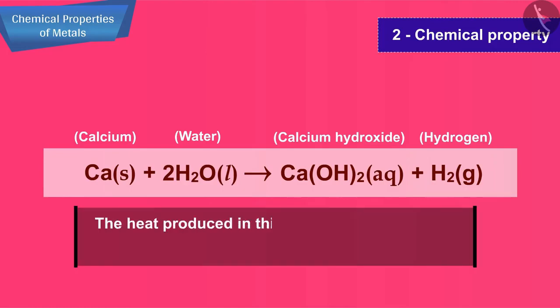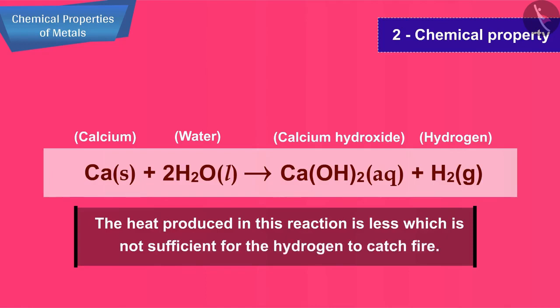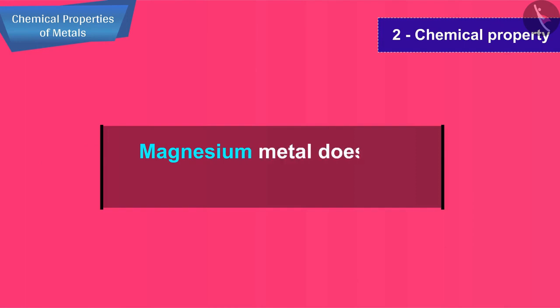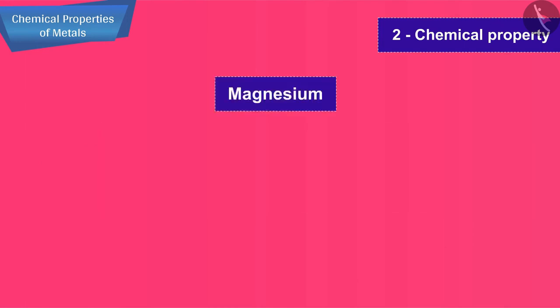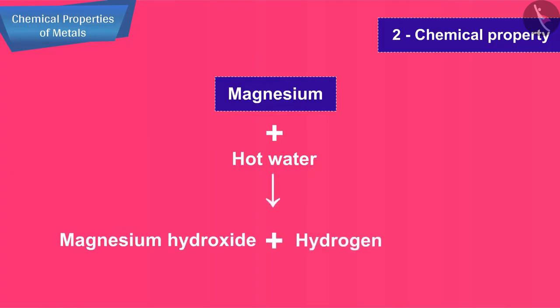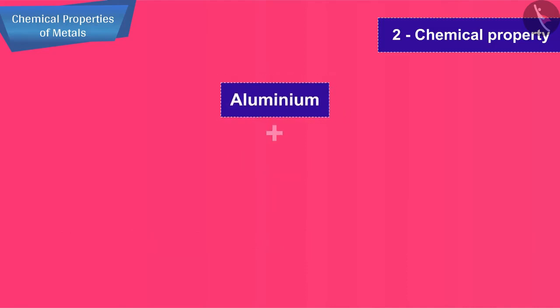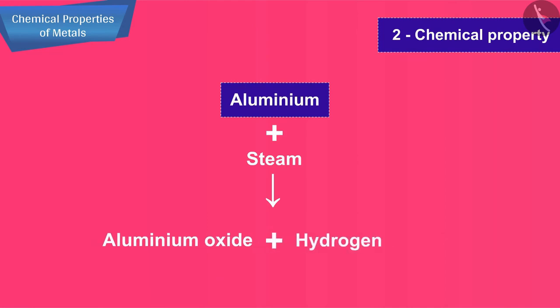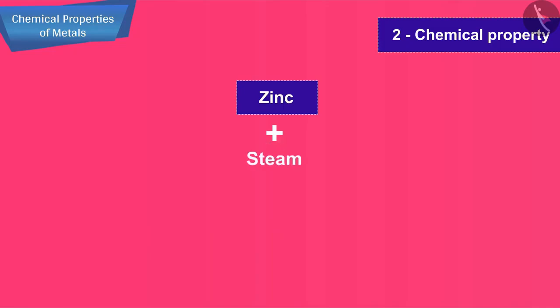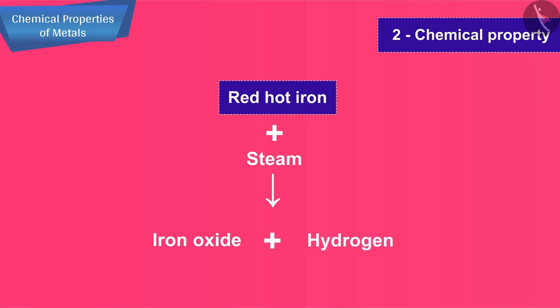The heat produced in this reaction is less, which is not sufficient for the hydrogen to catch fire. Magnesium metal does not react with cold water. It reacts with hot water to form magnesium hydroxide and hydrogen gas. Aluminium reacts with steam to form aluminium oxide and hydrogen gas. Zinc reacts with steam to form zinc oxide and hydrogen gas. Red hot iron reacts with steam to form iron oxide and hydrogen gas.